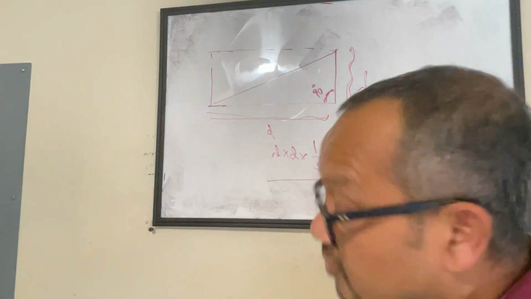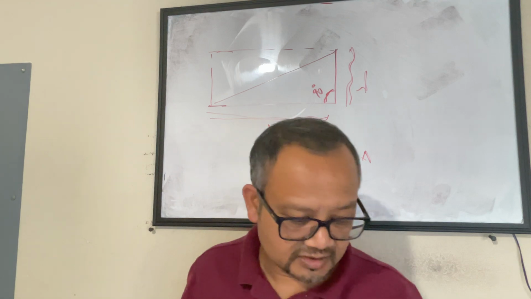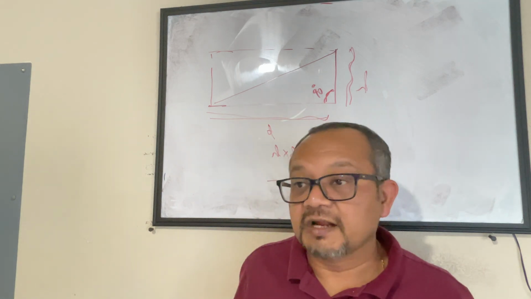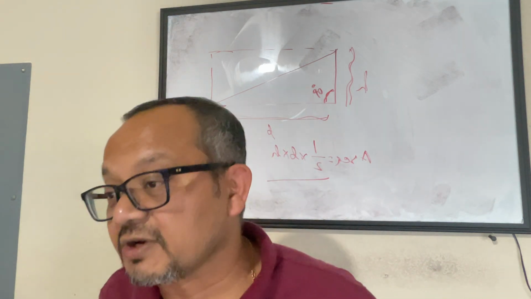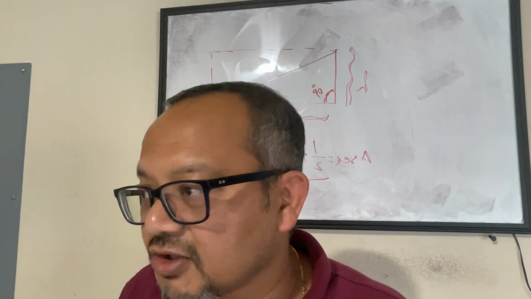One more time. What is a right angle triangle? A right angle is 90 degrees. When I say right angle triangle, I'm saying there is a triangle which has one angle of 90 degrees. Okay?